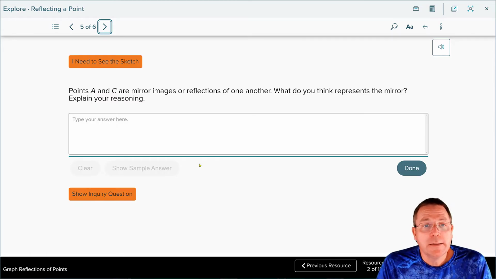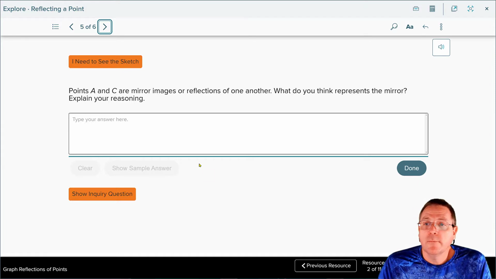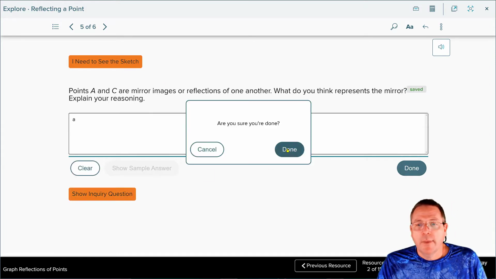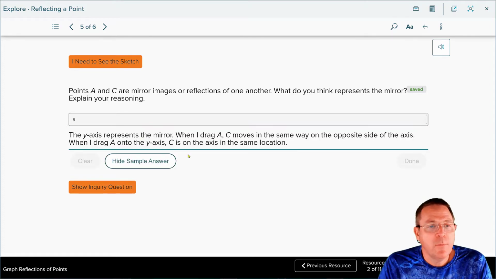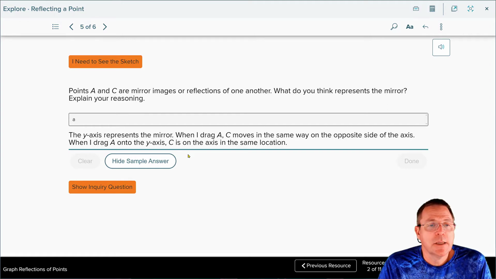Points A and C are mirror images or reflections of one another. What do you think represents the mirror? Explain your reasoning. The answer that they gave us was that the y-axis represents the mirror. Just like I said, when I drag A, C moves the same way on the opposite side of the y-axis. When I drag A onto the y-axis, C is on the axis at the same exact location.